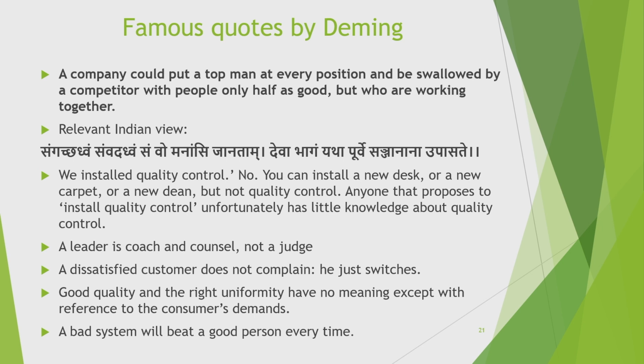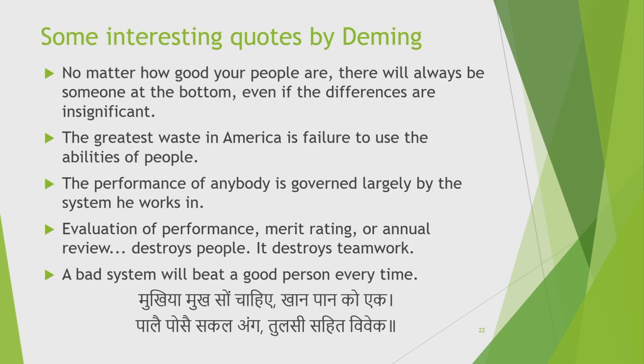Good quality and the right uniformity have no meaning except with reference to the consumer's demand. A bad system will beat a good person every time. Then some other interesting quotes by Deming are that no matter how good your people are, there will always be someone at the bottom, even if the differences are significant.